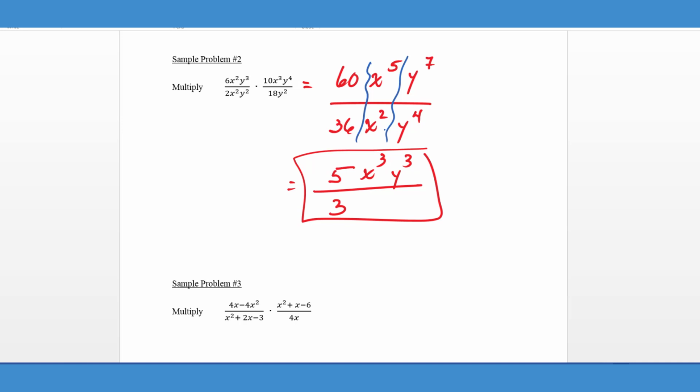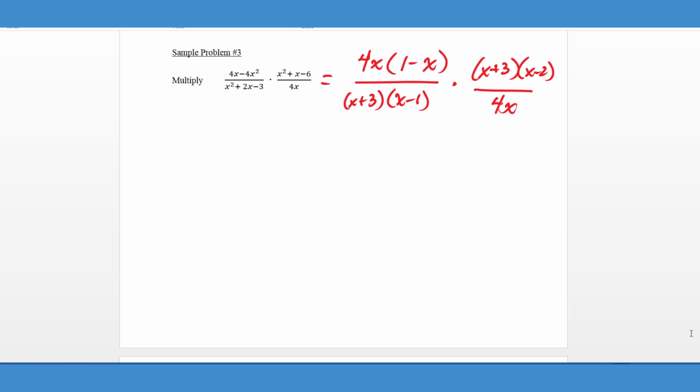So we have 5/3, x to the third, y to the third. For sample problem 3, what I elected to do before multiplying everything together was to actually factor the two parts. And the reason I did that is because if I would have multiplied everything together initially, I would have gotten some very big, ugly polynomials that would have been really, really challenging to factor on the back end.